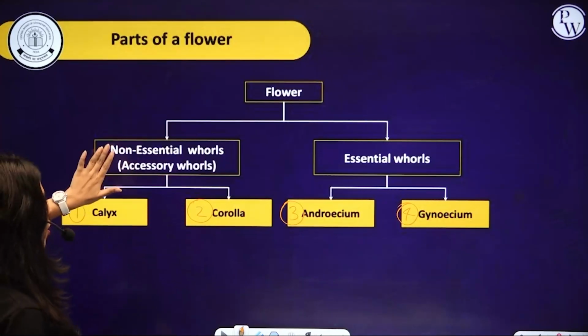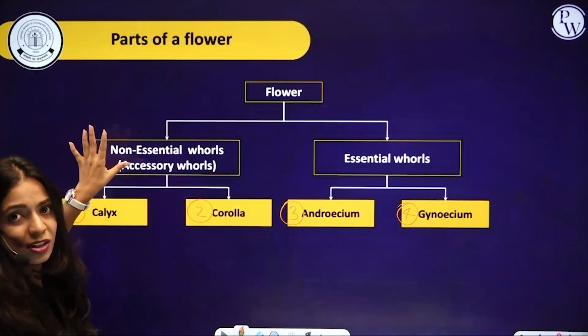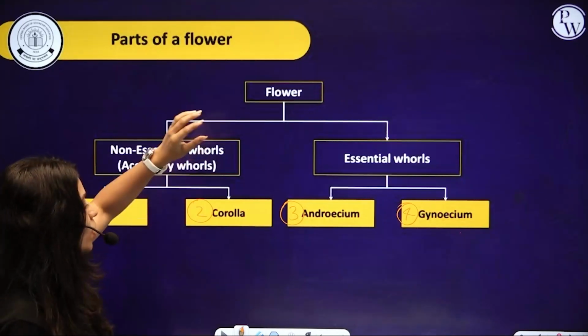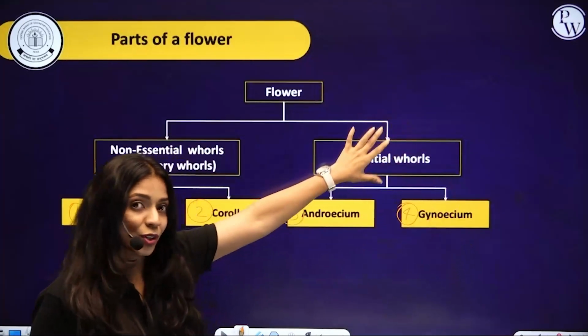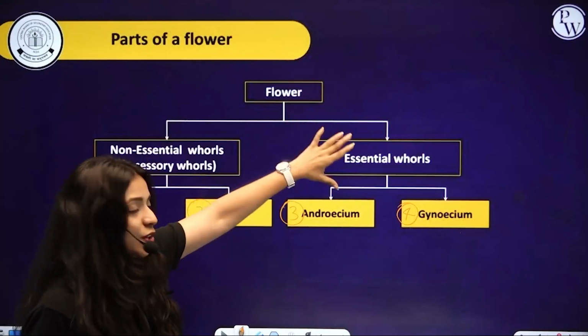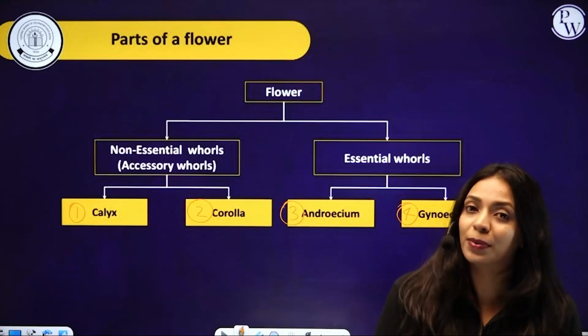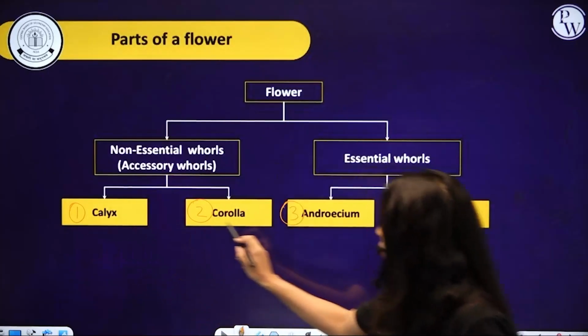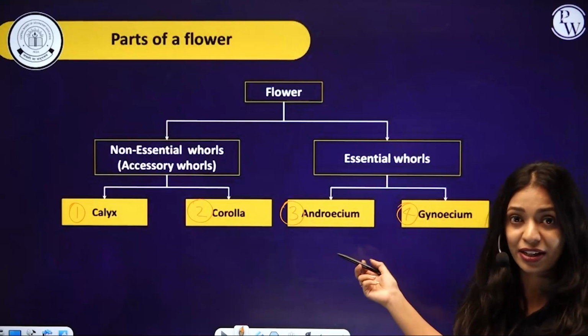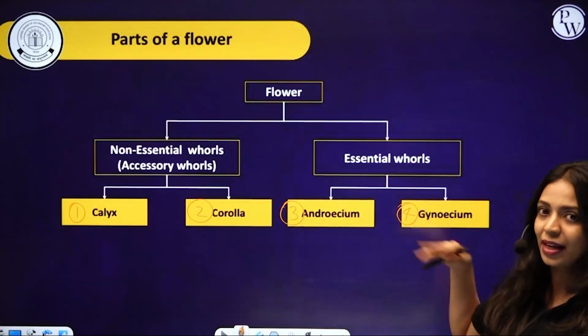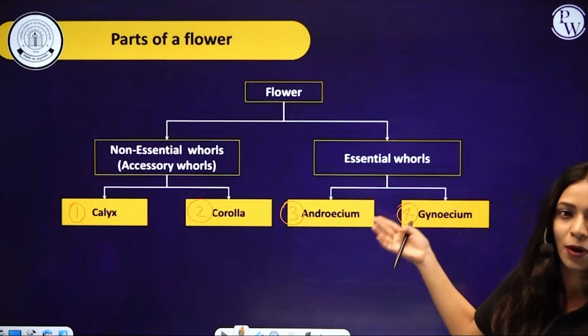Calyx and corolla are called non-essential or accessory whorls because they are not absolutely important for the process of sexual reproduction, whereas androecium and gynoecium are referred to as essential whorls because they are required to produce gametes. Now, going forward, we are going to be learning about these parts of flower and their variations individually in the exact same order. First, we'll finish calyx, corolla, and then we'll talk about androecium and then gynoecium. All right.